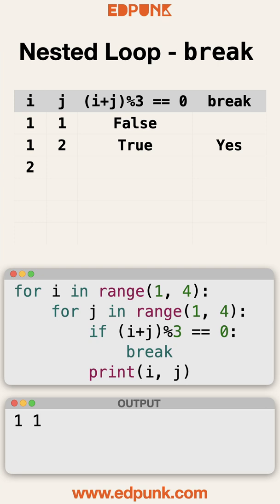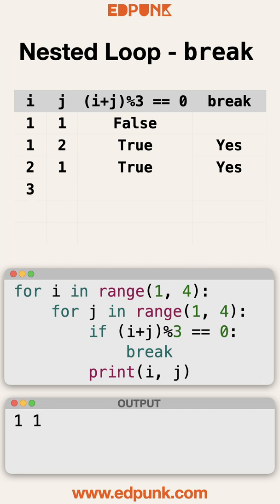Now, the next number in the outer range, that is 2, is assigned to i. As the first iteration of the inner loop assigns the value 1 to j, i plus j is 3, which is divisible by 3. Hence, the break statement is executed and the inner loop is terminated.